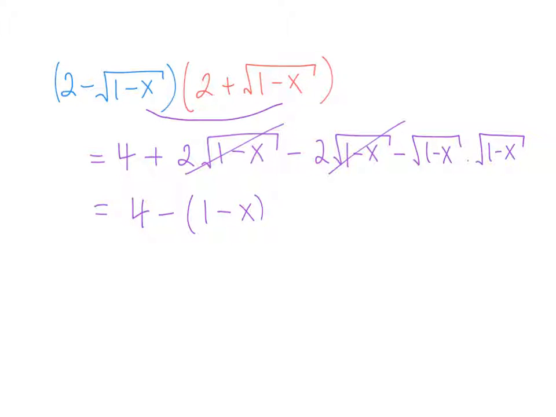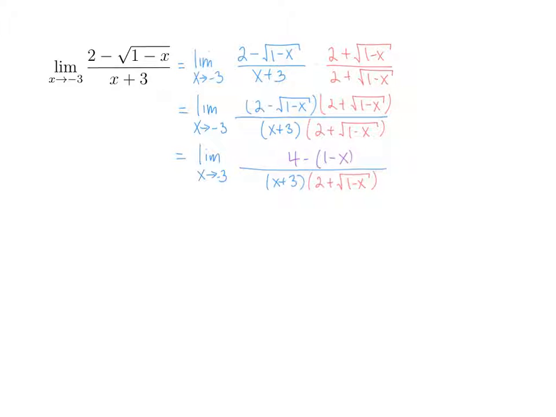The reason this works is because those two cross terms, 2 times the square root of 1 minus x and minus 2 times the square root of 1 minus x, cancel, and then the product of the two square root terms at the end combines to give us just the interior, or 1 minus x. And so that's how we end up with 4 minus 1 minus x.